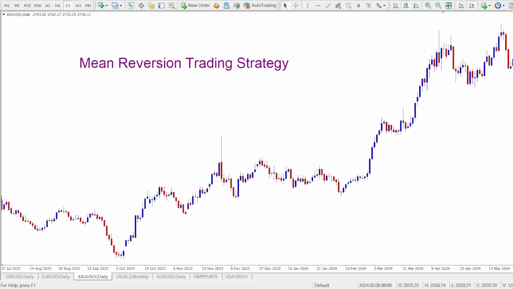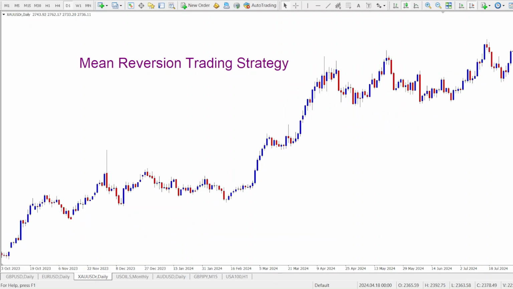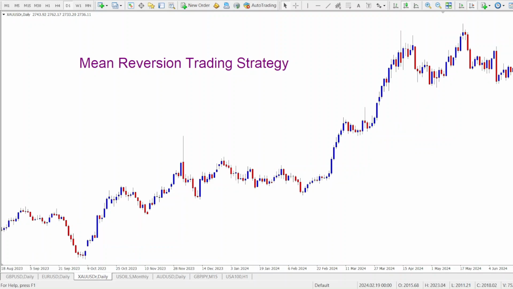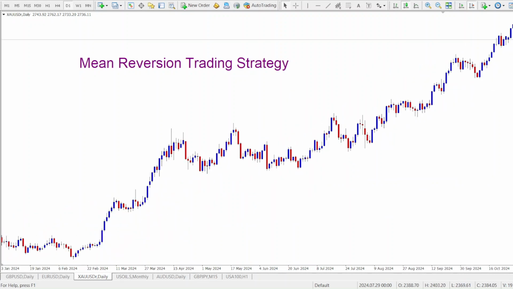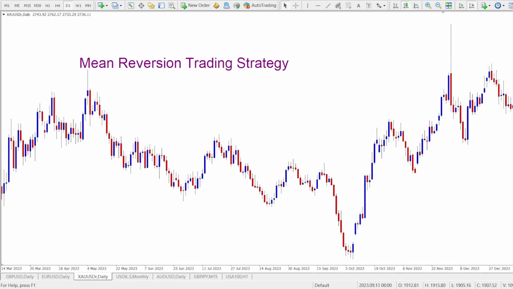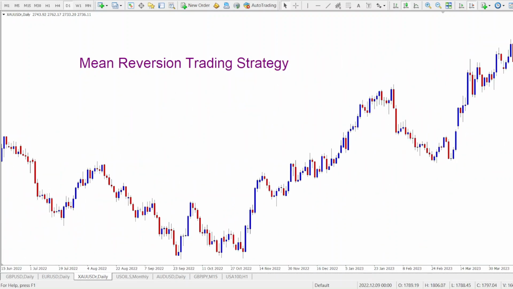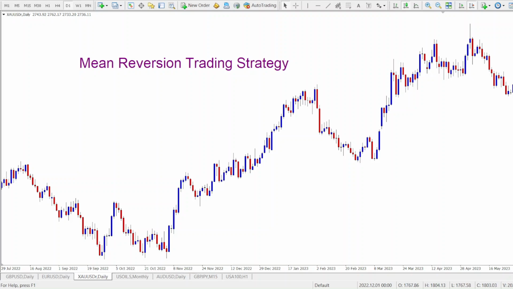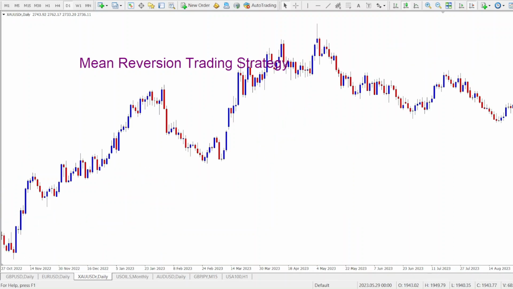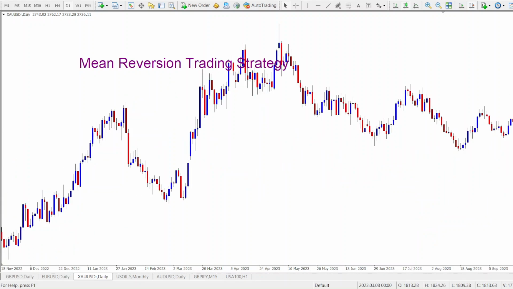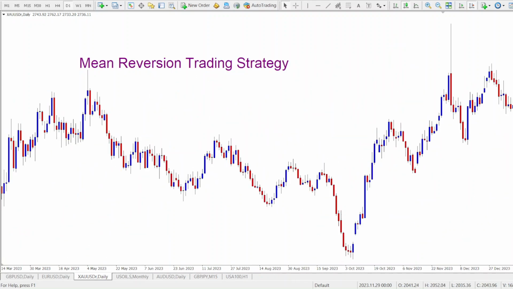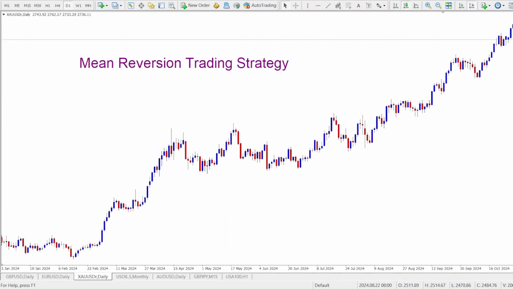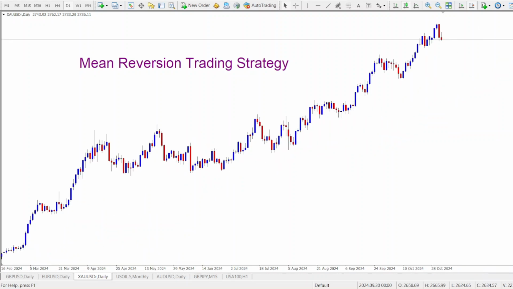Here you can see that when the price of an asset significantly deviates from its average, it often moves back toward that average. Can you see? Price does not move in a straight line. There are always pullbacks. There is always a zigzag movement. So understanding this behavior can give you a significant edge in your trading strategy.